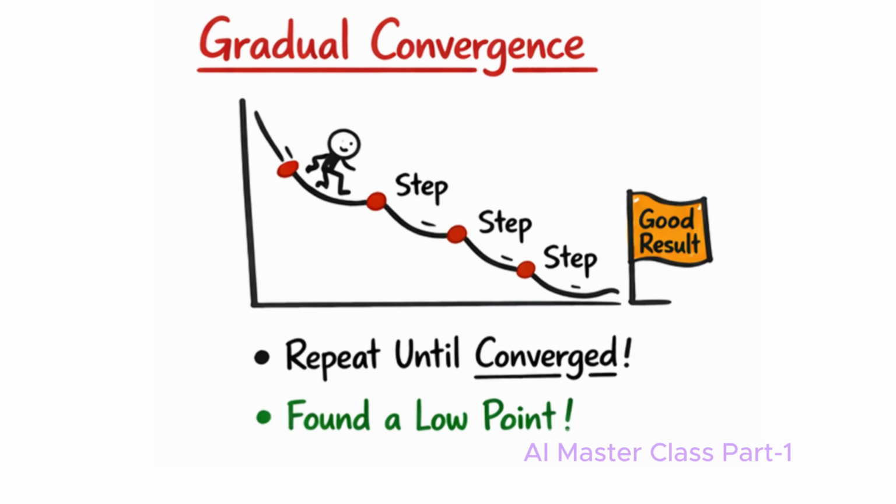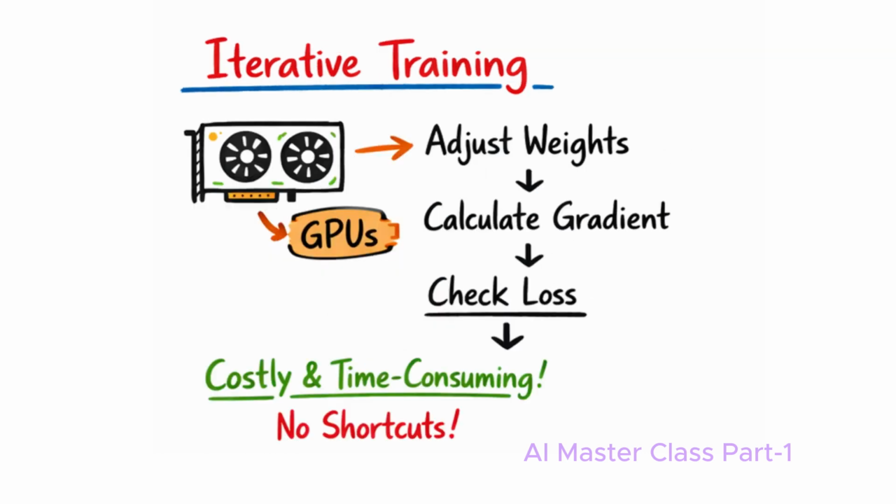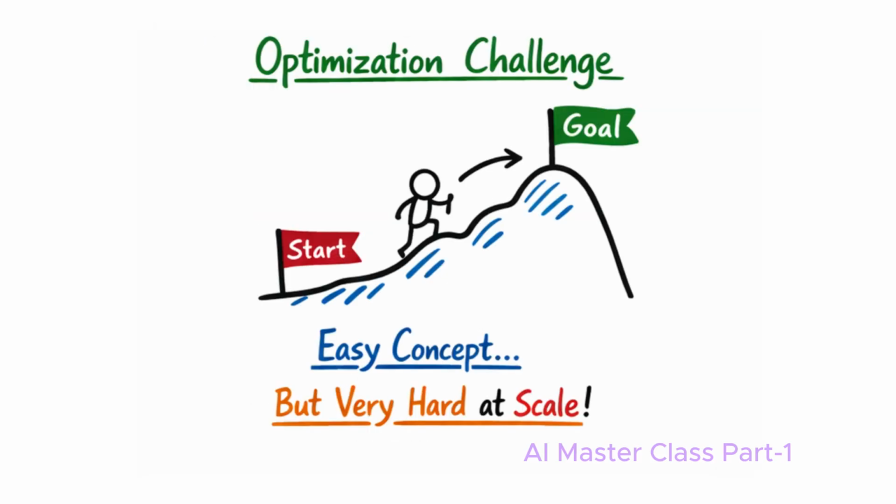Now, you might be wondering, we have super fast computers, but still, why does training a large AI model take days? The reason is that the error surface for a complex model is not just a simple 2D landscape. It has millions, even sometimes billions of dimensions, one for every parameter in the model. Navigating that space, including calculating gradients, adjusting parameters, and checking loss, takes a huge amount of computation. And it has to be done iteratively because there is no shortcut to finding the lowest point. This is why training GPT-level models costs millions of dollars and weeks of time on specialized hardware like GPUs. Optimization is simple in concept, but at scale, it is one of the hardest problems in all of computing.